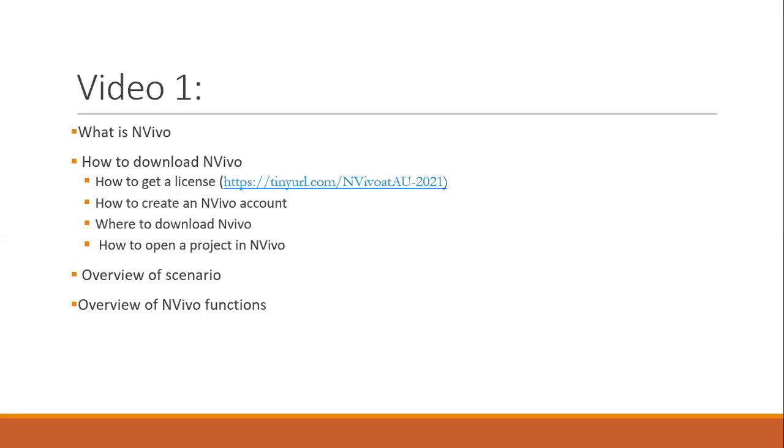So, what is NVivo? NVivo is a qualitative data analysis software package produced by QSR International. NVivo helps qualitative researchers organize, analyze, and find insights in qualitative data such as interviews, open-ended survey responses, field notes, journal articles, social media data, web content, and other qualitative data.